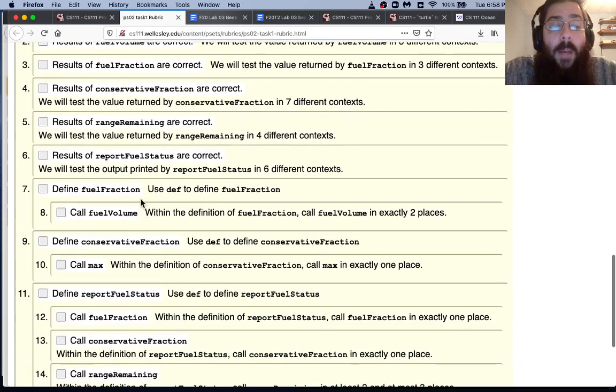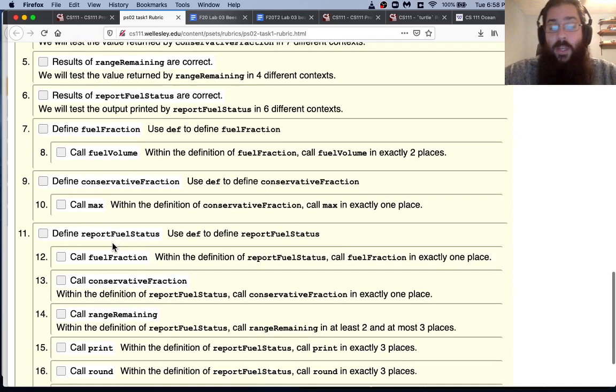All right. Other extra goals are about the definitions of functions and how exactly you should define them. So an extra goal is that for fuel fraction, you should call fuel volume in exactly 2 places rather than just at least once. Another goal is that for conservative fraction, you should call the max function not just at least once, but in exactly 1 place.